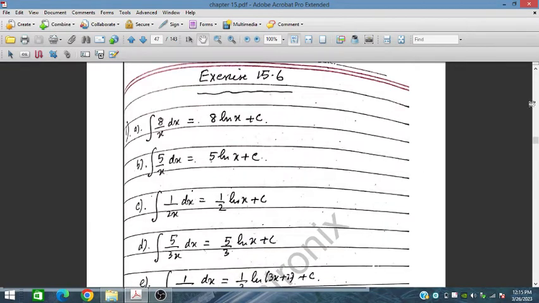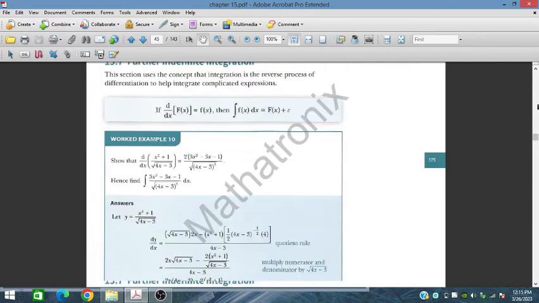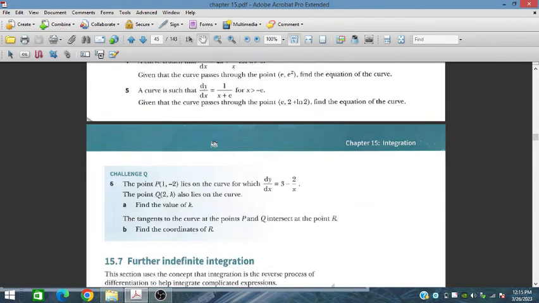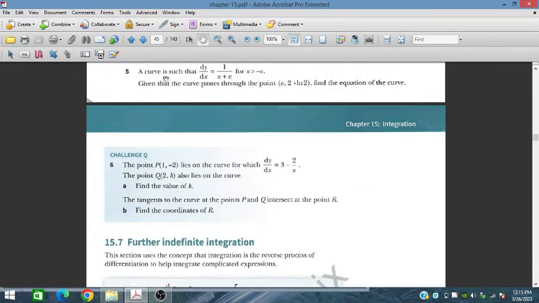Now go to question number 5. A curve is such that dy/dx is equal to 1 over (x plus e) for x greater than minus e, given that the curve passes through the point (e, 2 plus ln 2). Find the equation of the curve. So we have to find the equation of the curve, and the curve is passing through this point (e, 2 plus ln 2).